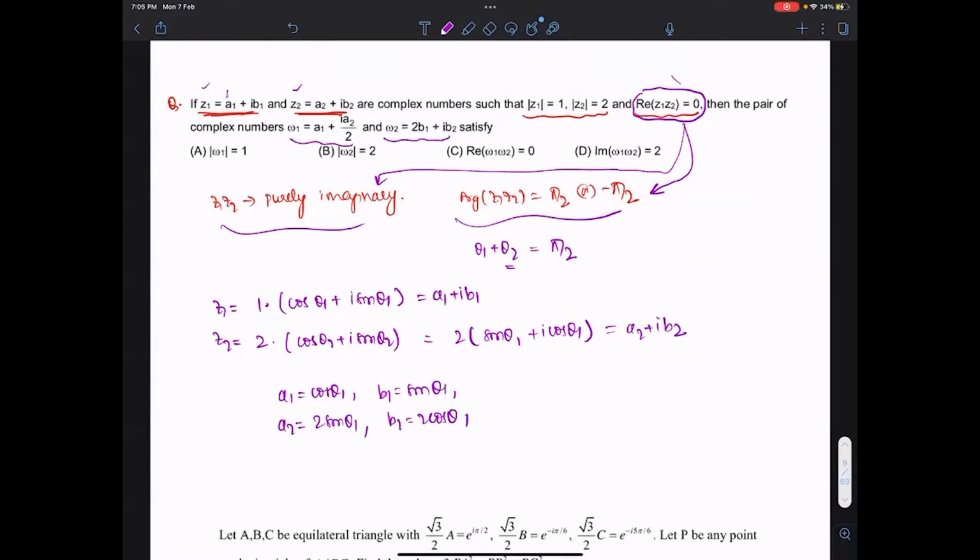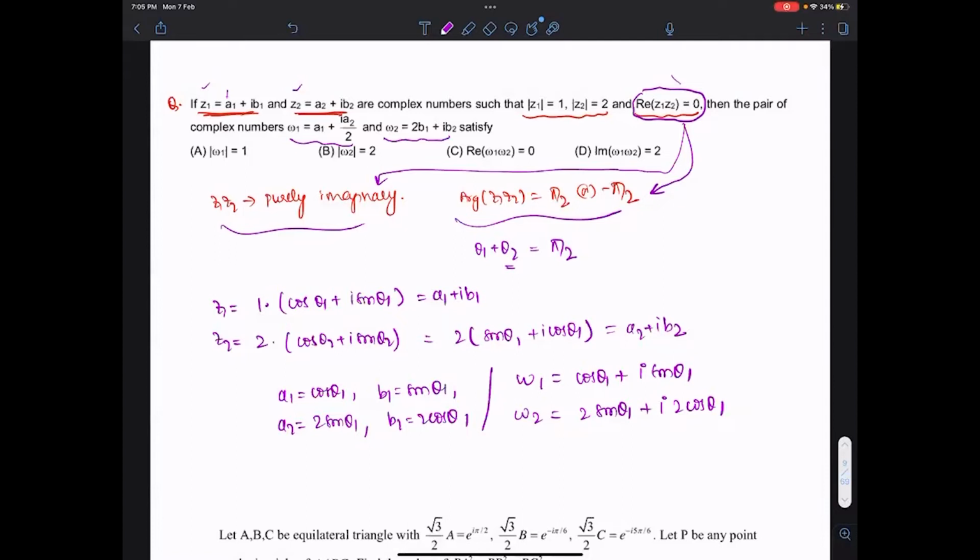Okay. Now what is omega 1? Write down: A1 plus i times A2 by 2. What is A1? Cos theta 1 plus i times A2 by 2, and A2 by 2 is sin theta 1. Write down what is omega 2: 2B1. What is 2B1? 2 sin theta 1 plus i times B2. What is B2? 2 cos theta 1. That's it. Okay. Now they are asking some questions.